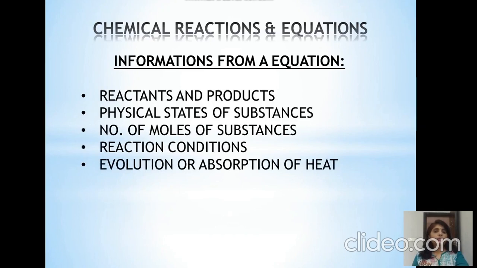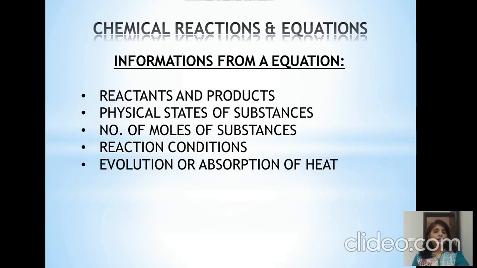What information does a chemical equation give to us? It tells about what are the reactants and products. On left hand side we always write reactants. On right hand side we write products when the reaction is carried out forward.